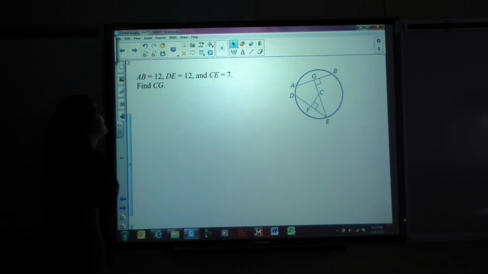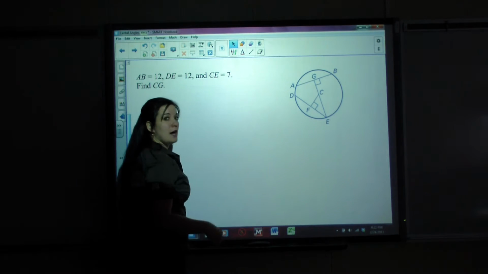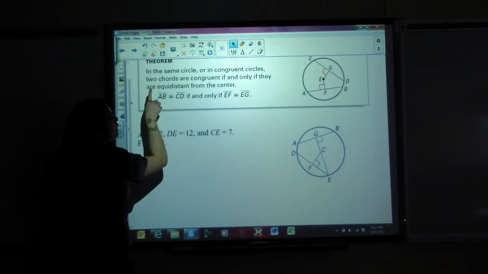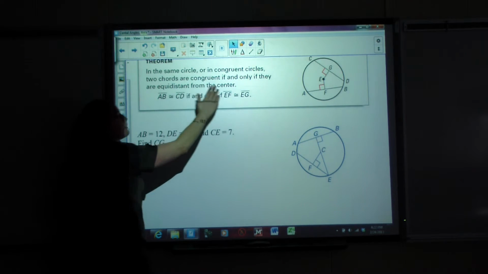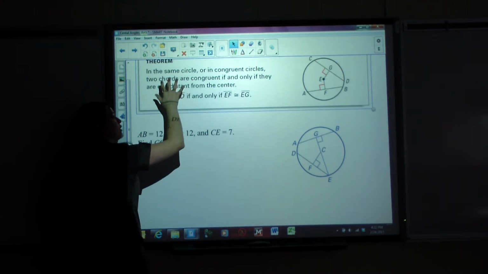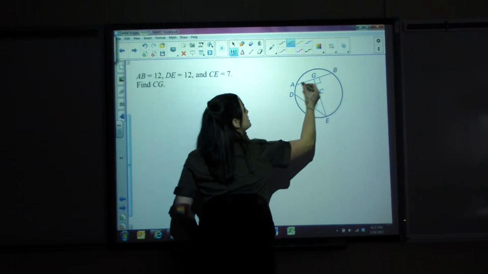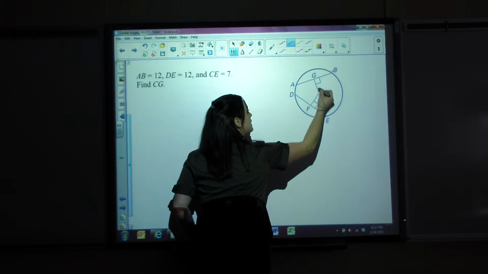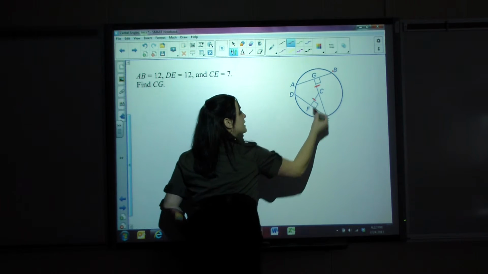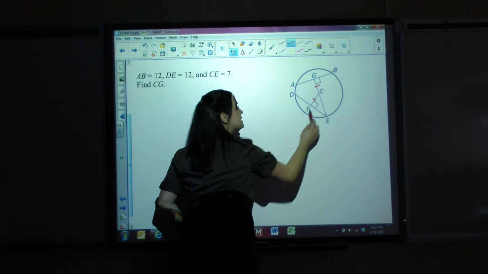This one says the length of AB is 12 and the length of DE is 12. So we have two chords that are congruent. If we go back up, if we know that the chords are congruent, then we know their distance to the center is congruent, and vice versa. So what we know is this is 12 and this is 12. Therefore, from G to C should be the same length as F to C. Because these chords are equal, the distance to the center is equal.